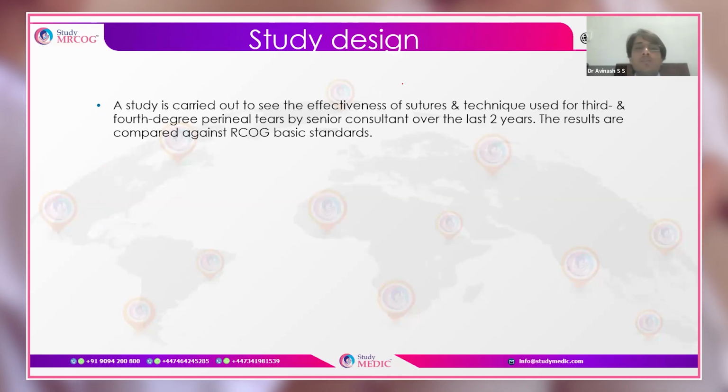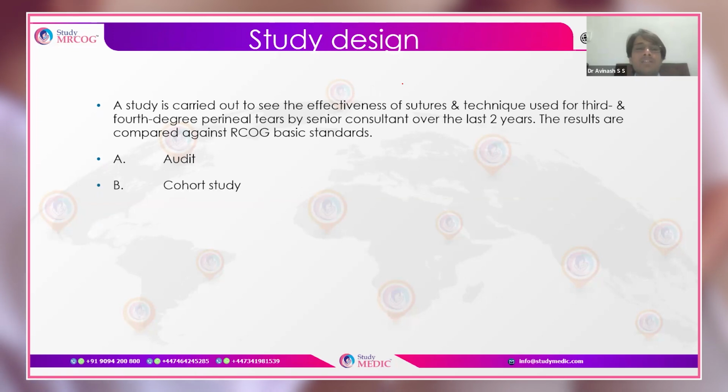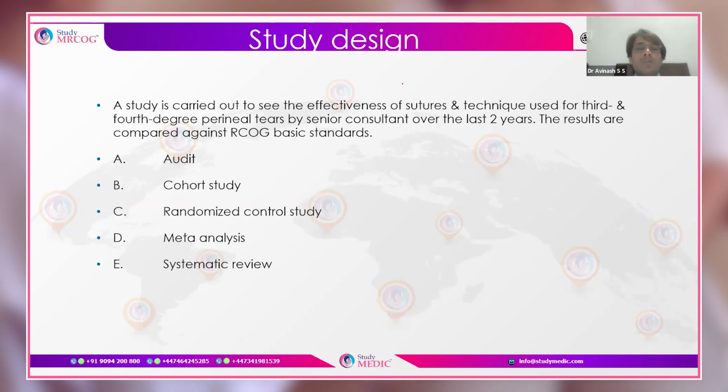So a study is carried out to see the effectiveness of sutures and technique used for third and fourth degree perineal tears by a senior consultant over the last 2 years. The results are compared against RCOG basic standards. So is it an audit, cohort, randomized control study, meta-analysis, or systematic review? You can see the results are compared against basic standards. So here they are doing an audit.